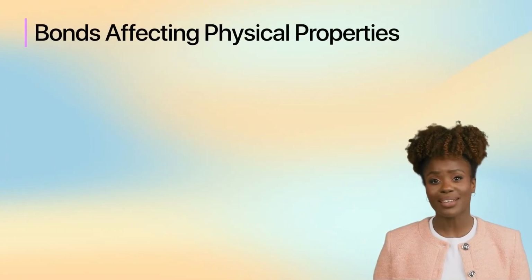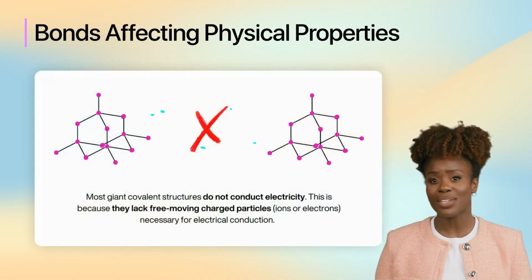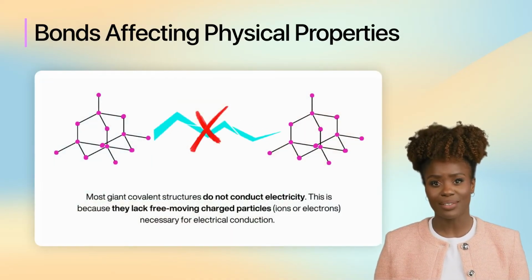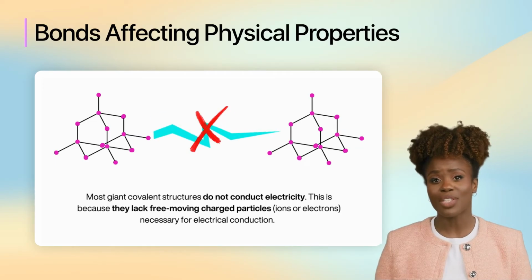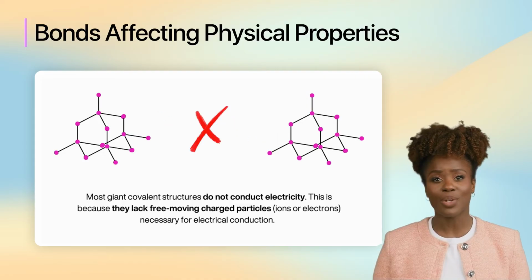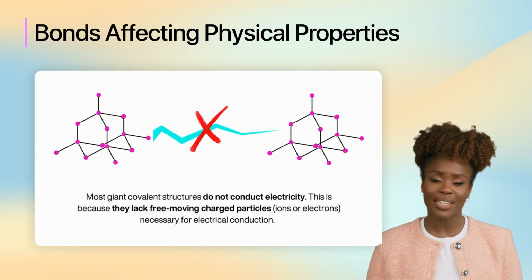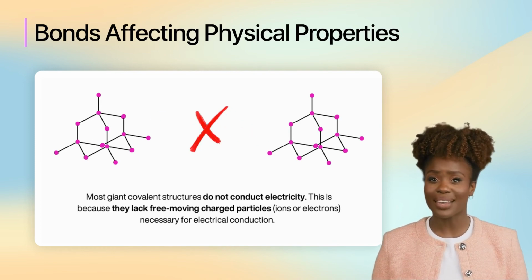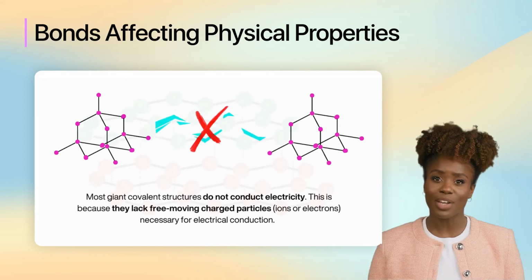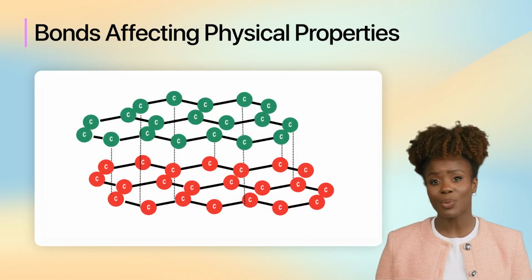Let us now examine another property: electrical conductivity. Most giant covalent structures do not conduct electricity. This is because they lack free-moving charged particles, ions or electrons, necessary for electrical conduction. In diamond, for example, all the electrons are involved in covalent bonds, leaving no free electrons to carry an electric current. However, graphite is an exception, as it is a conductor, a property that we will explore further in an upcoming lesson.